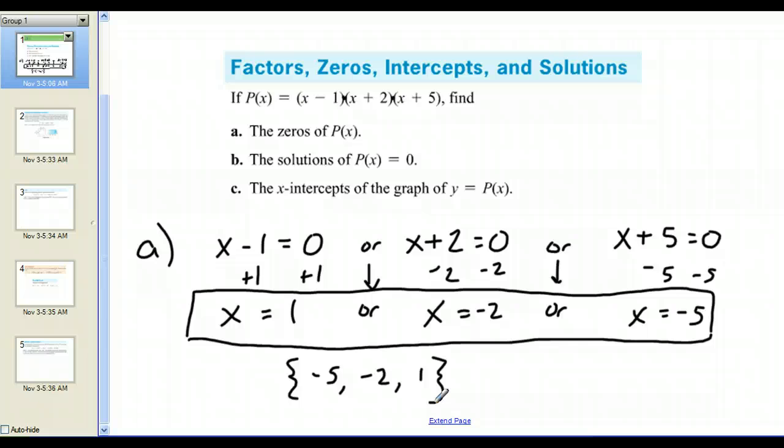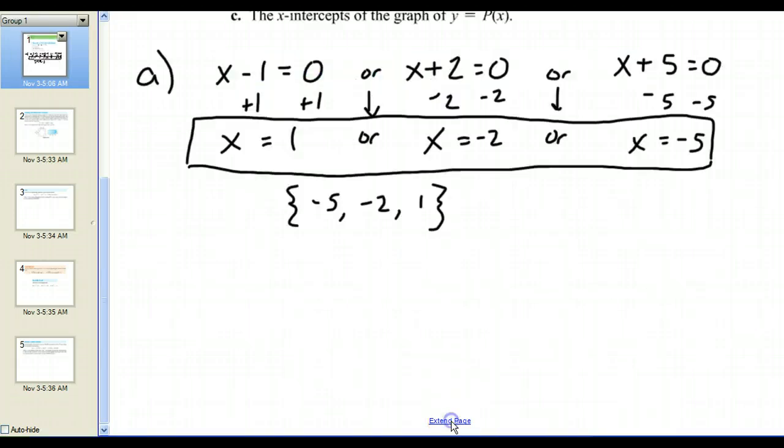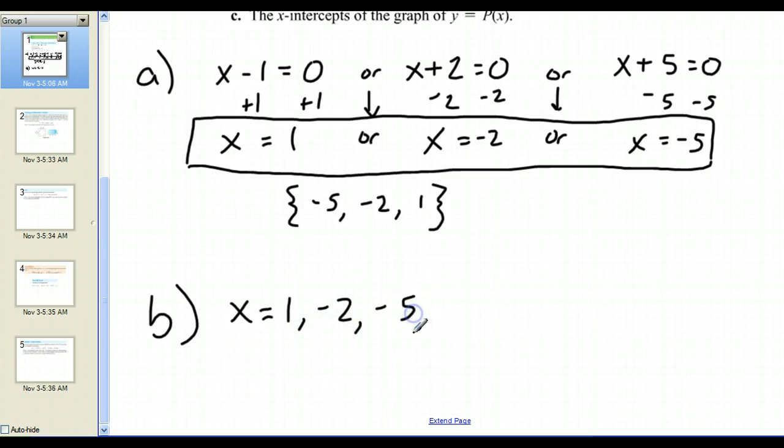But the thing I want to tell you is that part B is the same as part A because they're asking for the same thing. The zeros of this polynomial are the solutions that make the polynomial equal to 0. That's what it means to be a 0. So the answer to part B is the same as the answer to part A. x equals 1, negative 2, and negative 5.